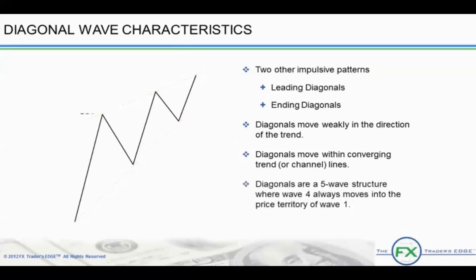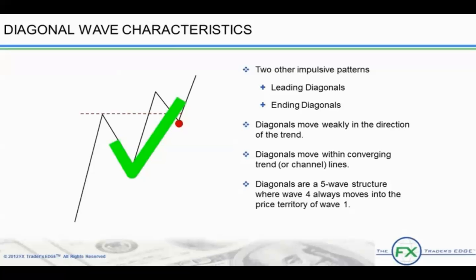In impulse structures, one of the rules is that wave 4 can never move into the price territory of wave 1. Diagonals, in contrast, are a 5-wave structure where wave 4 always moves into the price territory of wave 1. These diagonals are most common in highly leveraged markets such as Forex and commodities. Diagonal structures are also called diagonal triangles.